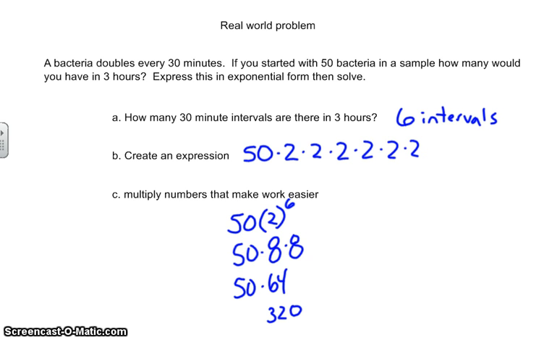320. So, ooh, I just made a boo-boo there somewhere. So let's see what I did wrong there. Oh, 3,200. Sorry, that's where my bad came. So we have 3,200 bacteria after that time. So it really blew up. You can imagine if it's doubling, that's going to get really big really fast.